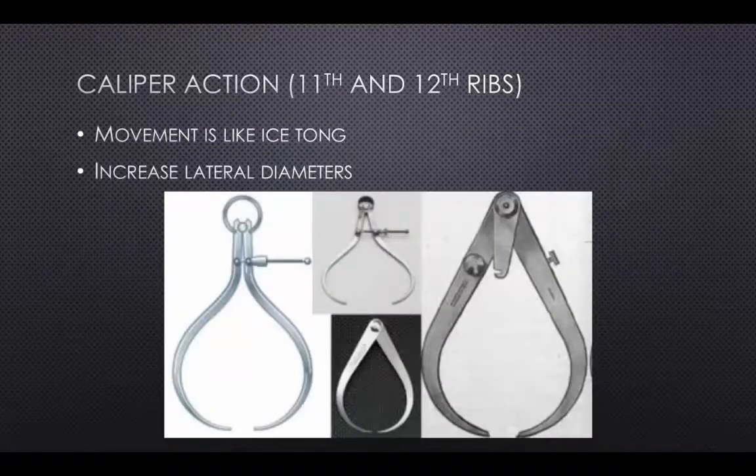Another rib movement is the caliper action and occurs at ribs 11 and 12. This movement is like an ice tong and increases the lateral diameter of the ribs during inspiration.